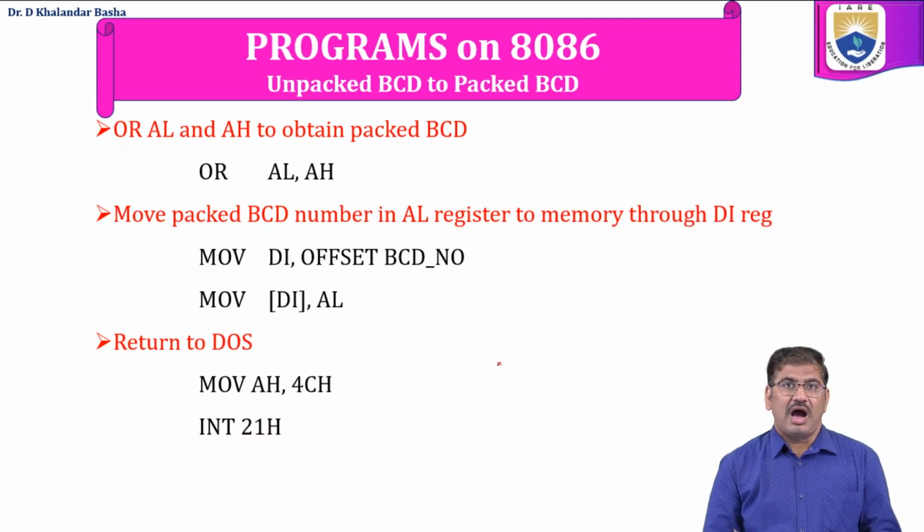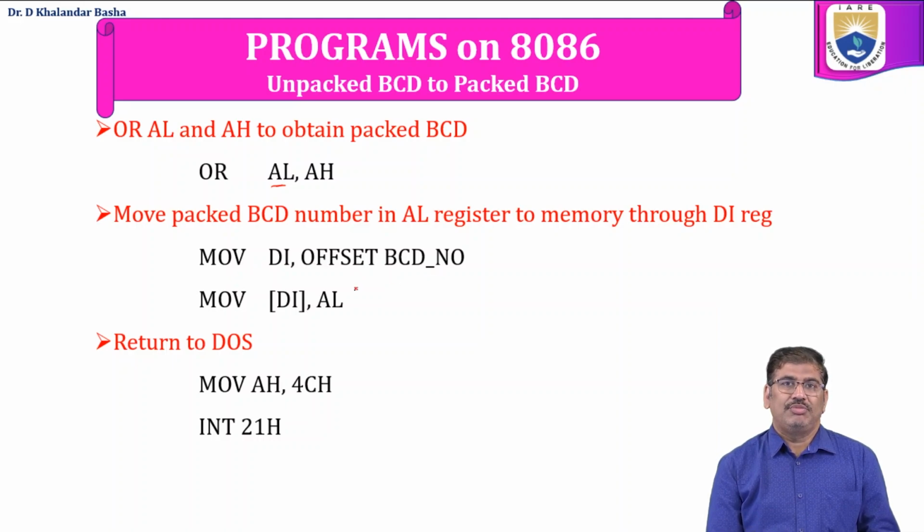Then we OR the content of the AH register with the AL register. Now the AL register will hold the unpacked BCD number converted into packed BCD. This AL register we want to load into memory. For that, first we fetch the address of the packed BCD number by using the OFFSET directive into the DI register, by using MOV DI, OFFSET BCD number.